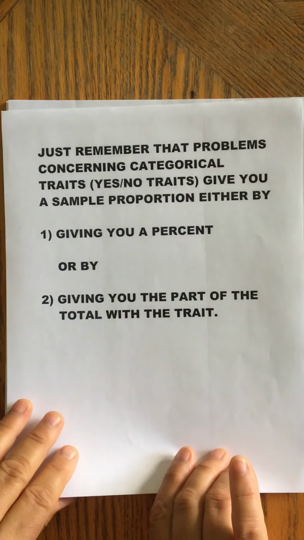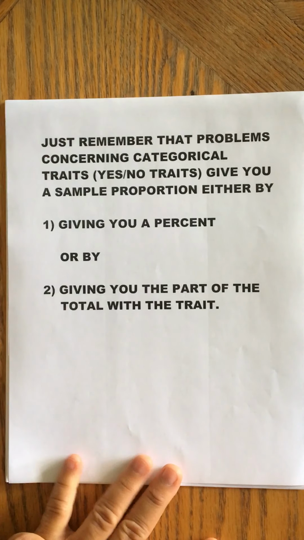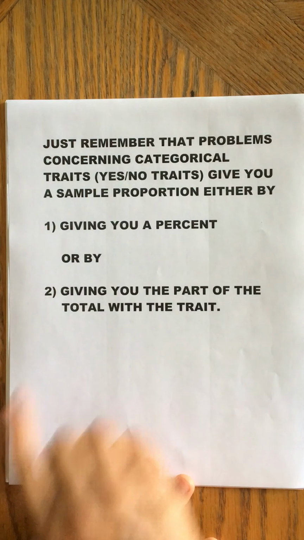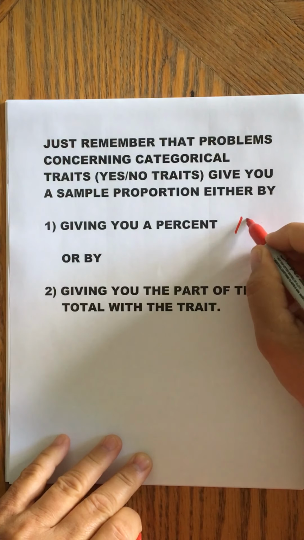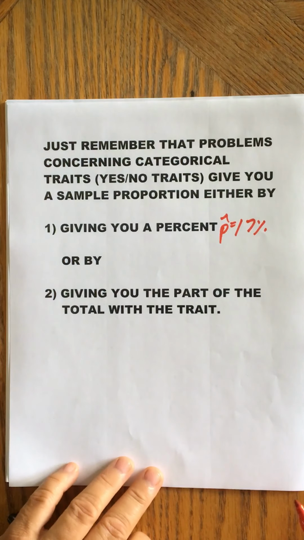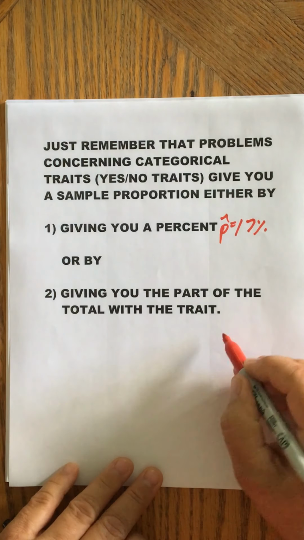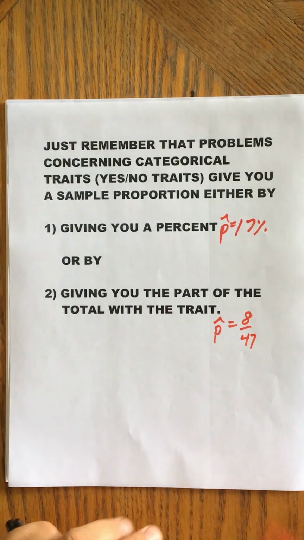So just to wrap this up then, when you have problems that concern categorical traits, and categorical traits are yes-no traits. You either have the trait or you don't. You either have dental insurance or you don't, things like that. And you're given a sample proportion, how that's going to happen is either you get a straight percent, like in our case we would say, oh here, the percent of people without dental insurance is 17%. Or they'll give you the part over the total. They'll say, oh, P hat is 8 out of 47, and you've got to convert it to 17%.